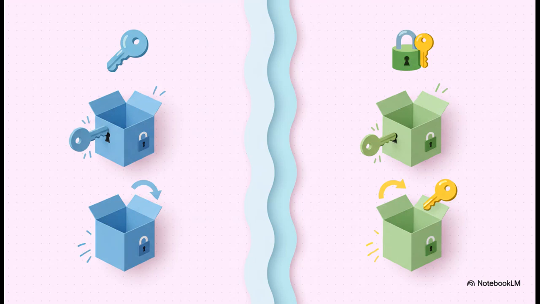So let's put these two side by side because the difference is everything. Symmetric uses that one single shared key to do everything. Asymmetric, on the other hand, splits the job into two completely different but mathematically linked keys, one called a public key that only locks the data, and a separate private key that only unlocks it. Let's see how that works in the real world.